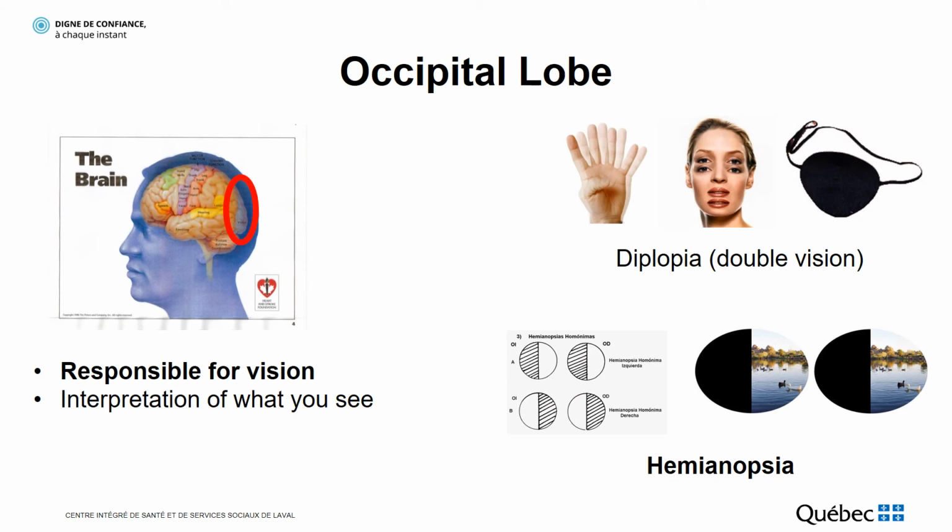The occipital lobe is responsible for vision, helping you map out the world, determining color, assessing distance, size, and depth, being able to identify familiar faces and objects, and being able to recall those faces and objects later on. It's also responsible for interpreting what you see. Damage to the occipital lobe can cause diplopia, or double vision, or hemianopsia. Hemianopsia is blindness or loss of vision in half the visual field.